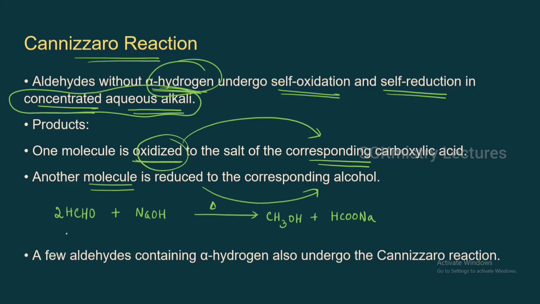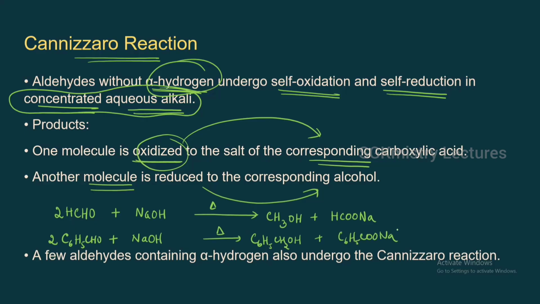So if I take now benzaldehyde, so C6H5CHO, here also there are no alpha hydrogens that are present. So NaOH on heating. Now there is a reduced product as well as the oxidized product. So you're going to get C6H5CH2OH. Along with that, you're going to get C6H5COO.